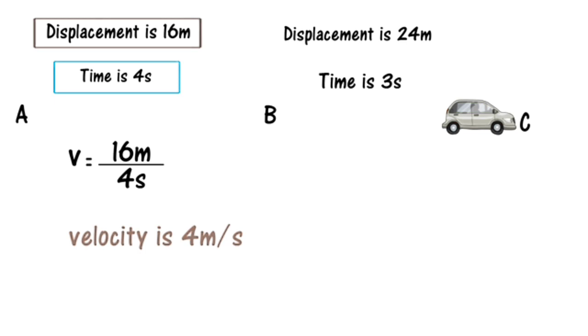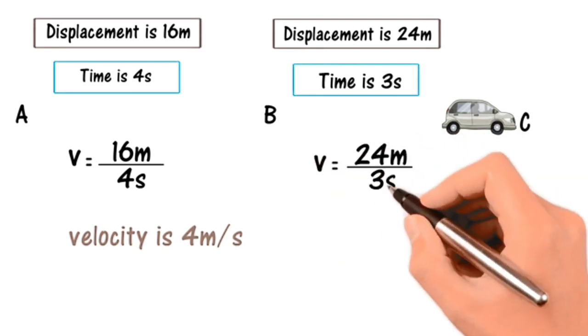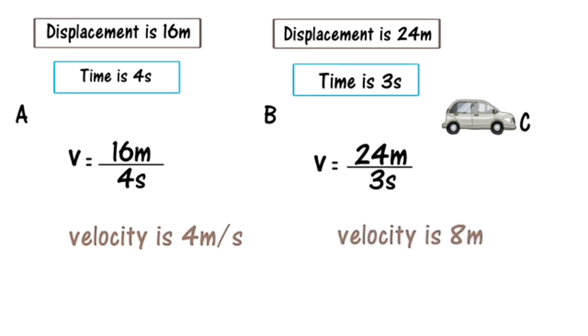Now let's find out the velocity of the car from point B to point C. Here we know that the displacement of the car from point B to point C is 24 meters, and the time taken is 3 seconds. So velocity is equal to 24 meters divided by 3 seconds, and it is equal to 8 meters per second. So the velocity of the car from point B to C is 8 meters per second.